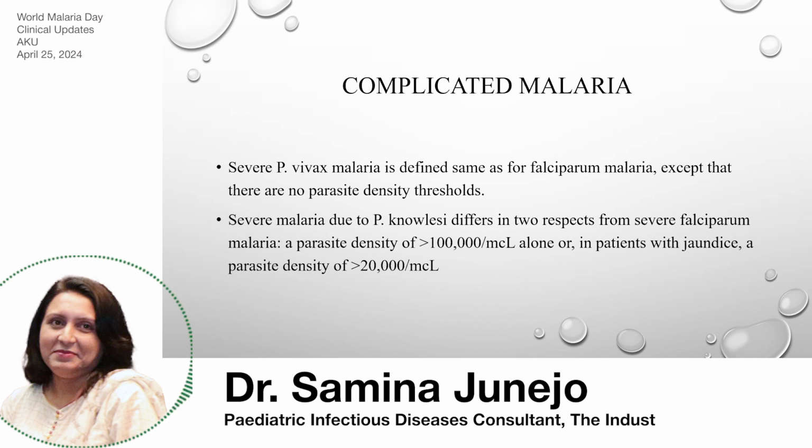Vivax malaria and Knowlesi can also cause complicated malaria, but the criteria will be a little bit different. In case of Vivax malaria, there is no threshold for the parasitemia density. But in Knowlesi, there are two criteria. If there is a high parasite load, more than 100,000 per microliter, which was 500,000 in falciparum. And the second criterion is the patient is having jaundice and more than 20,000 per microliter parasite load. Then you will label it as complicated malaria caused by Knowlesi or Vivax.